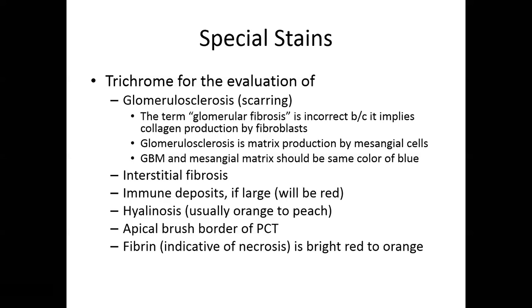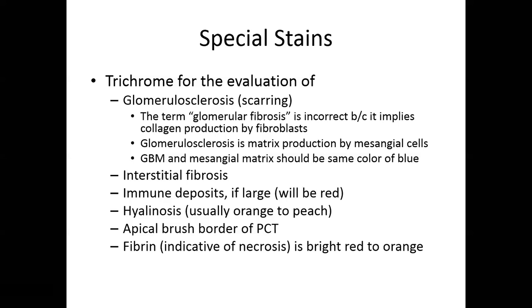And then remember, even in the trichrome, the GBM and the mesangial matrix should also be the same color of blue. If you have a difference in the color of blue, then you have some problem going on with your glomerulus. Trichrome is also really good to evaluate interstitial fibrosis, and that is collagen being produced by fibroblasts, so we do call that fibrosis.